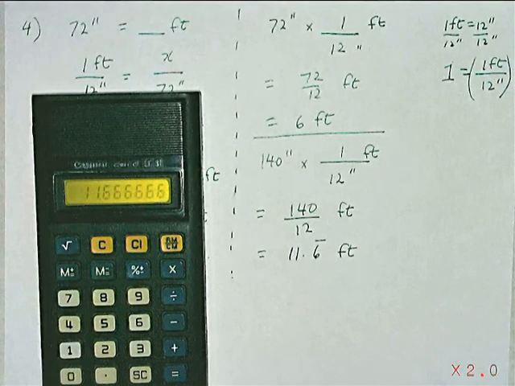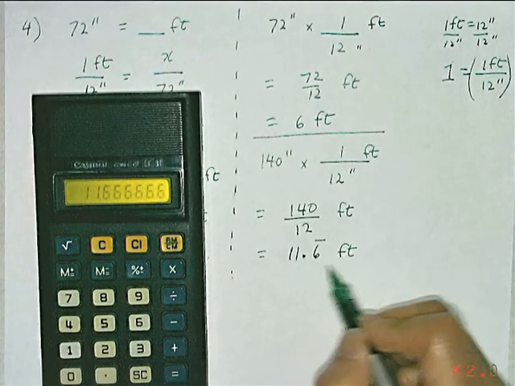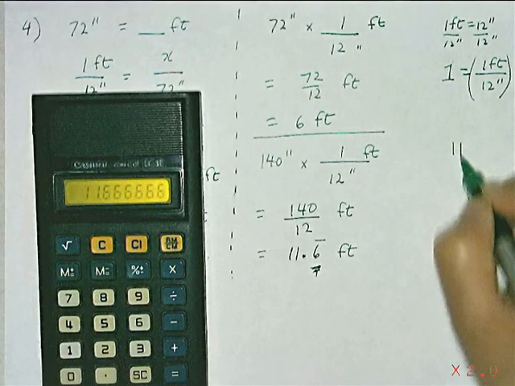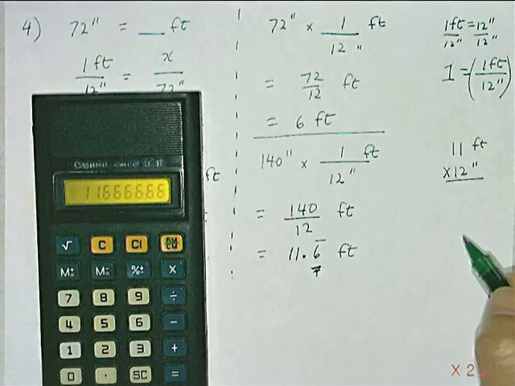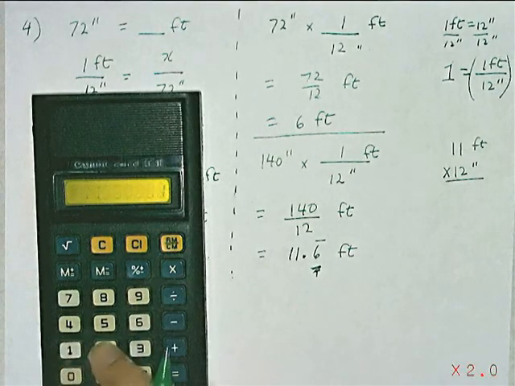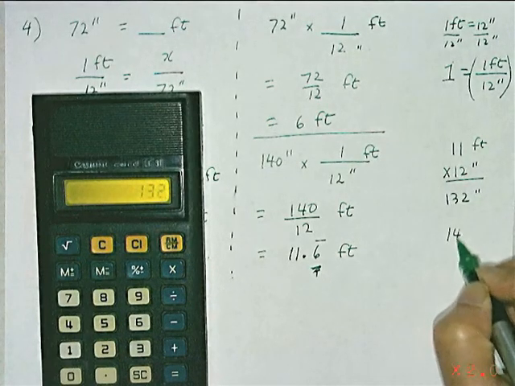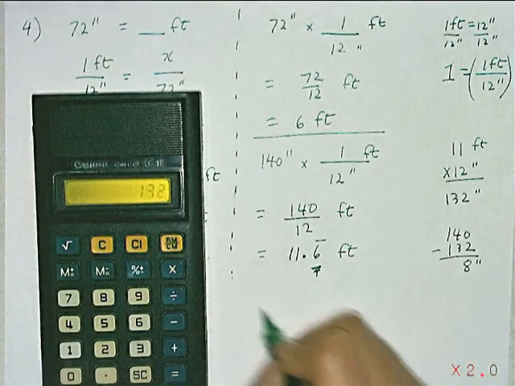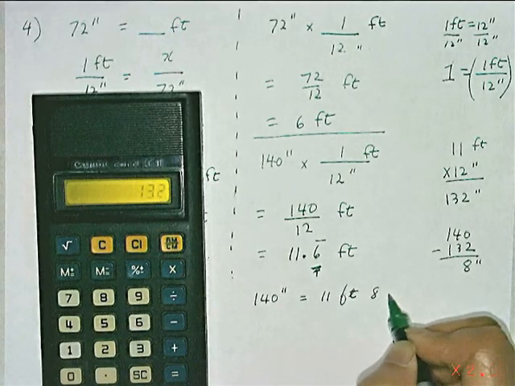What is that in feet and inches? So there's different ways of doing this. This is going to be 11 whole feet and some part of a foot. We need to convert this part here to inches. Two ways to do this. 11 feet times 12 inches will tell me how many inches there are in 11 feet. So 11 times 12 equals 132. What's left over is 140 take away 132 to give you 8 inches. 140 inches equals 11 feet 8 inches.